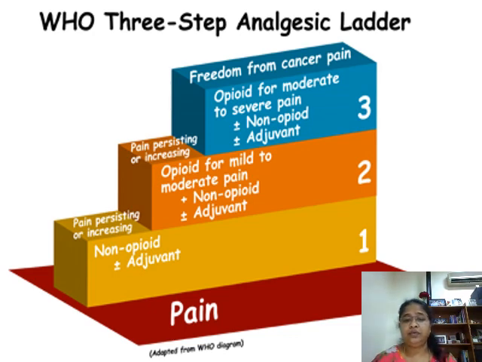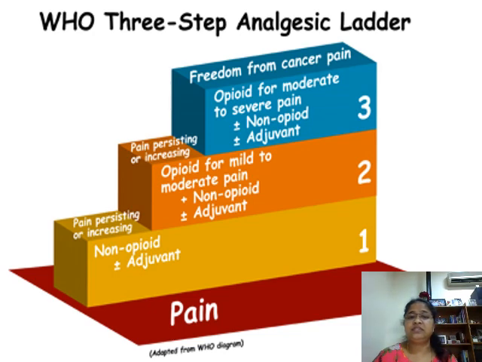Adjuvant means you give non-pharmacological measures, some massage or some heat or cold application also. Second step of the ladder, when the pain is increasing, you started with Panadol and some massage, but the pain is increasing, so you go to opioid. Opioid is morphine. Then when we go to the third level, you tried all these things and it is not reducing, so you can start with a higher dose of opioids.